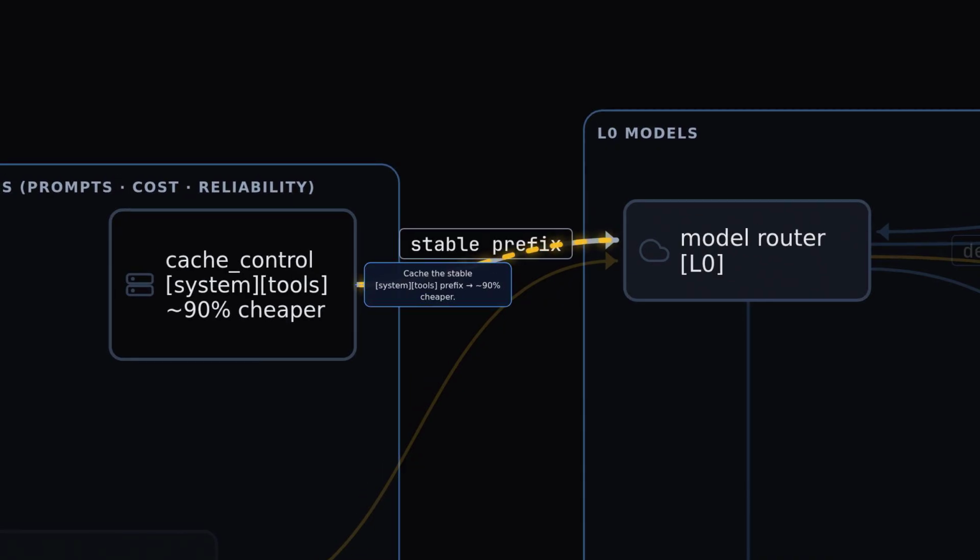Cost, plain. The system prompt and tools block almost never change, so mark them with cache control. The stable prefix gets cached, and you pay roughly 90% less on every subsequent call.